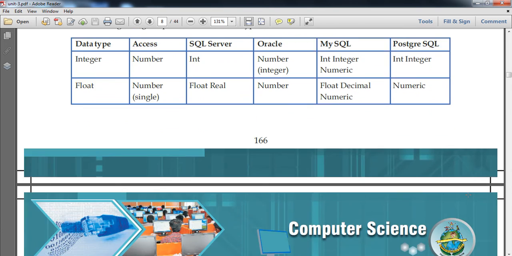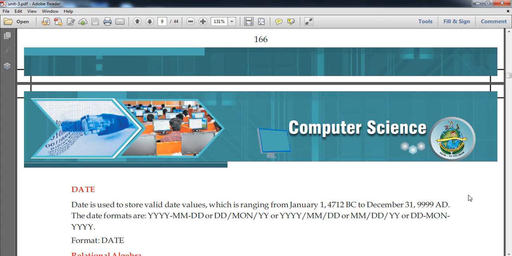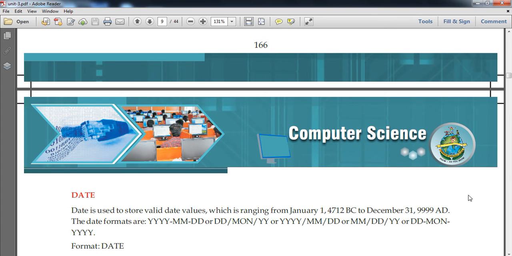Now we are going to discuss the next data type, that is date. Students, date is a special type of data type that stores only valid date values, ranging from January 1, 4712 BC to December 31, 9999 AD. The date formats used are YYMMDD, DDMMYY, MMDDYY, and so on, and the data type is simply DATE.